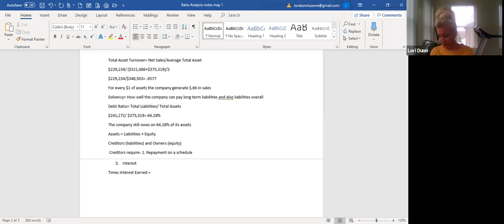So times interest earned is found, it's a big long numerator, income before interest expense and income tax expense. So that's your numerator, divided by interest expense. Be careful here, it's interest expense. So if it says interest revenue on your income statement, that's not what we're talking about here. We're talking about the amount of interest you're going to have to pay because you have long-term debt.